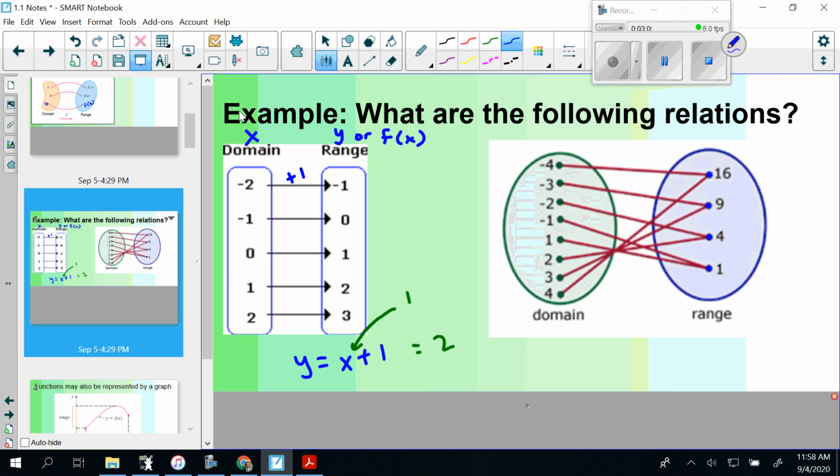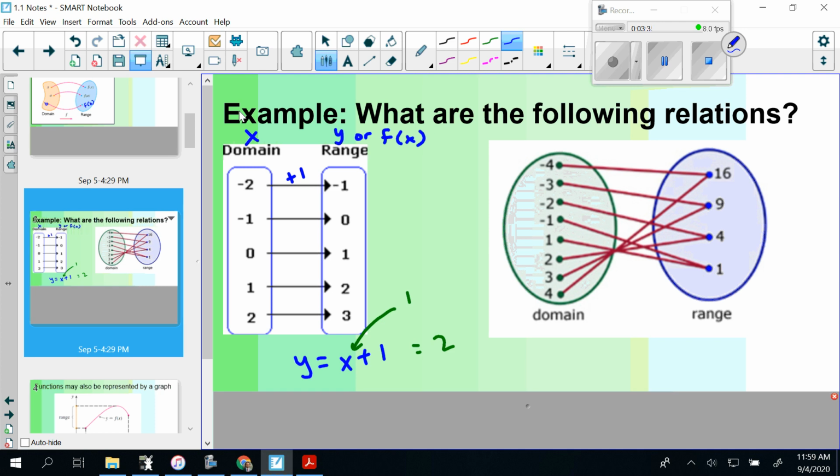Let's try another one here. What is the relation here? Well, we have -4 going to 16, -3 going to 9, -2 to 4, -1 to 1. 1 also goes to 1, 2 goes to 4, 3 to 9, and so on. Pause the video and see if you can come up with what you think this relationship is.